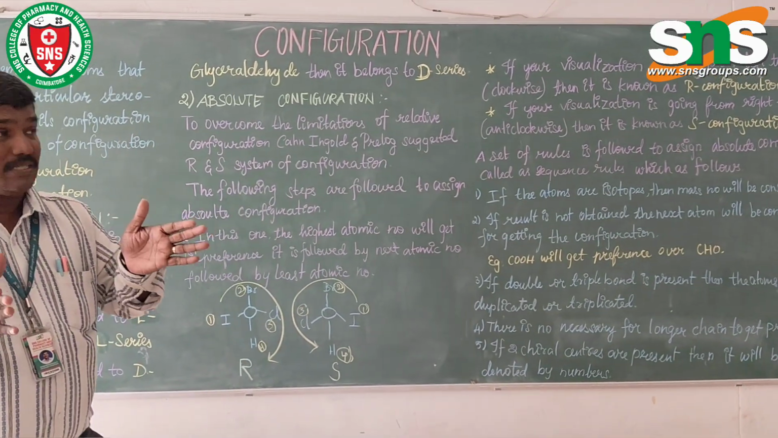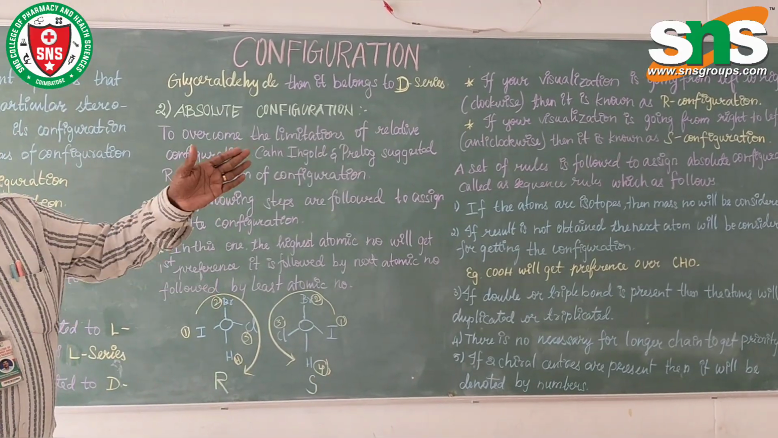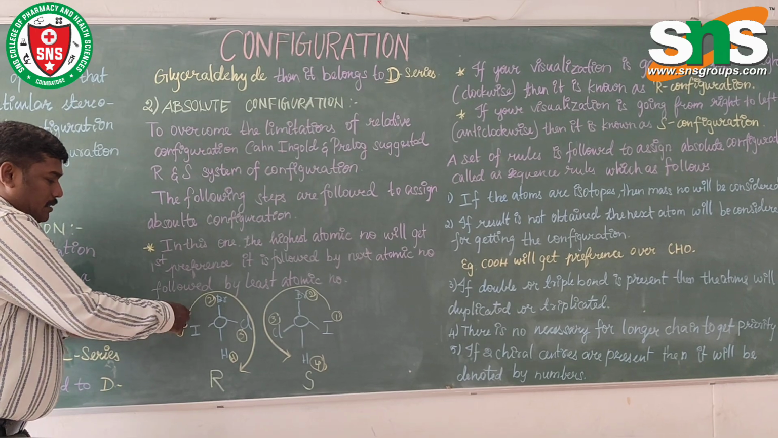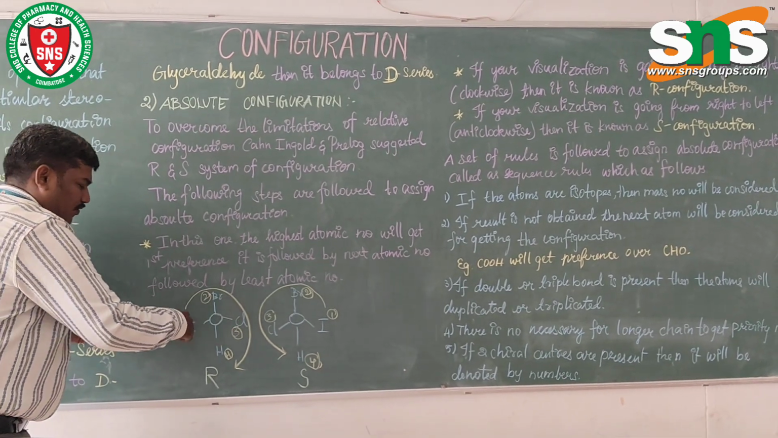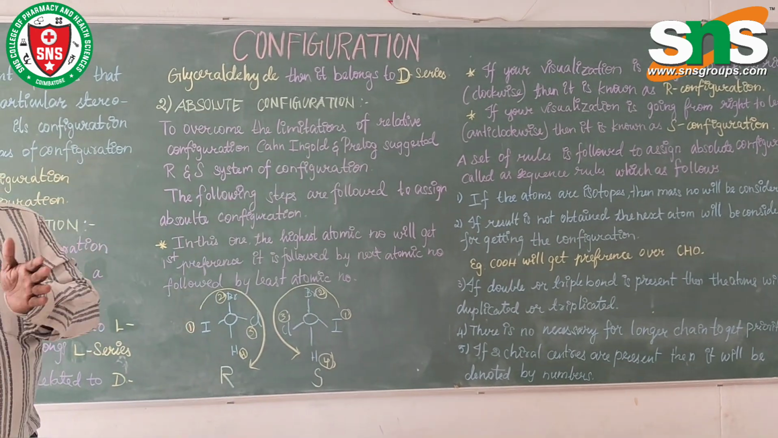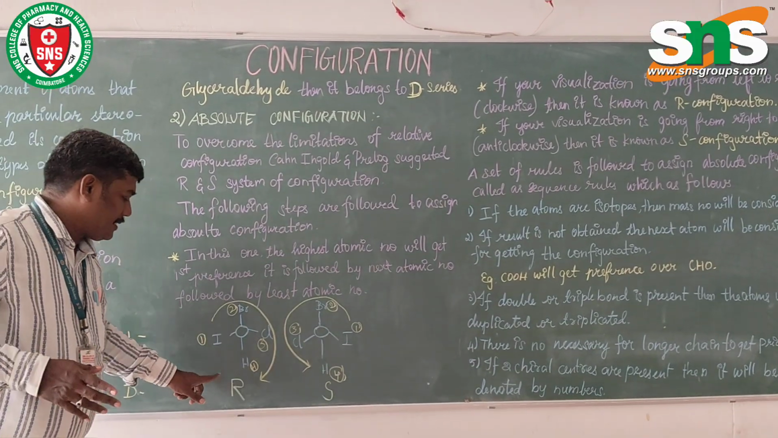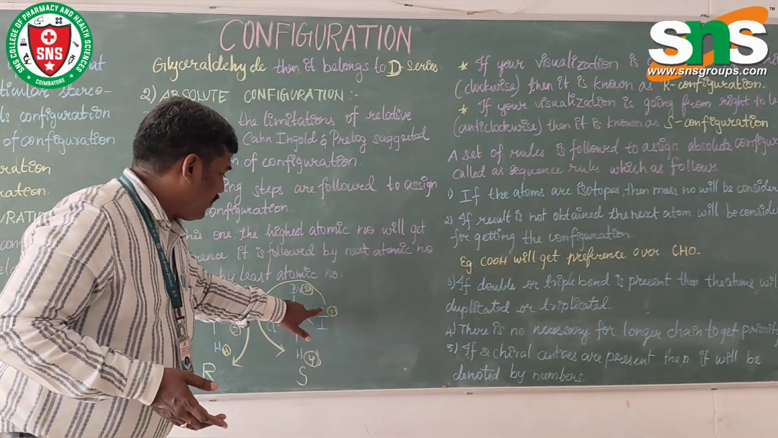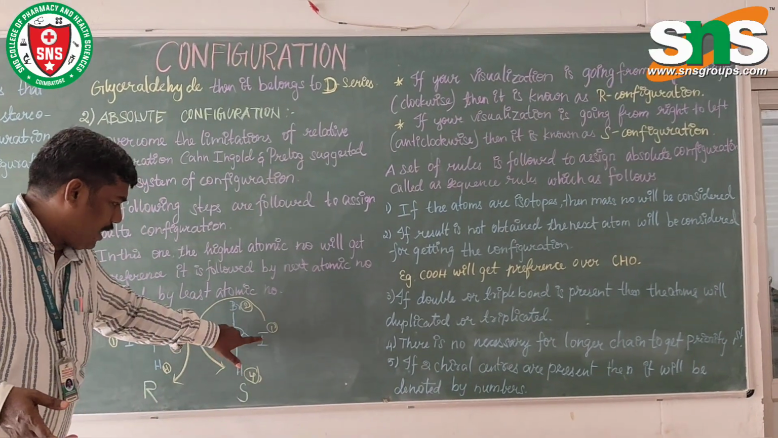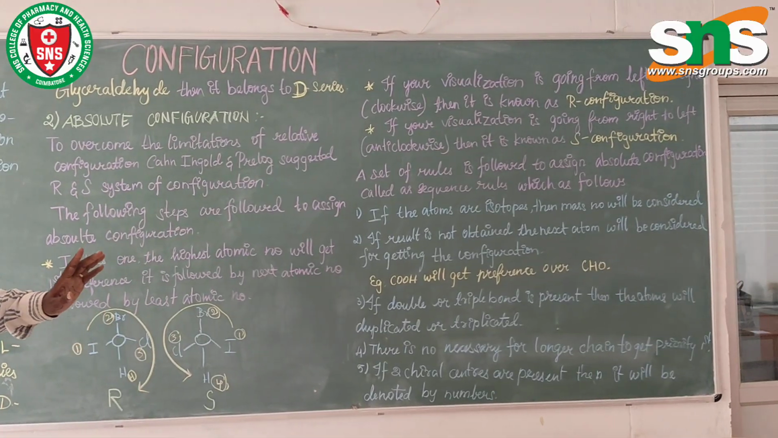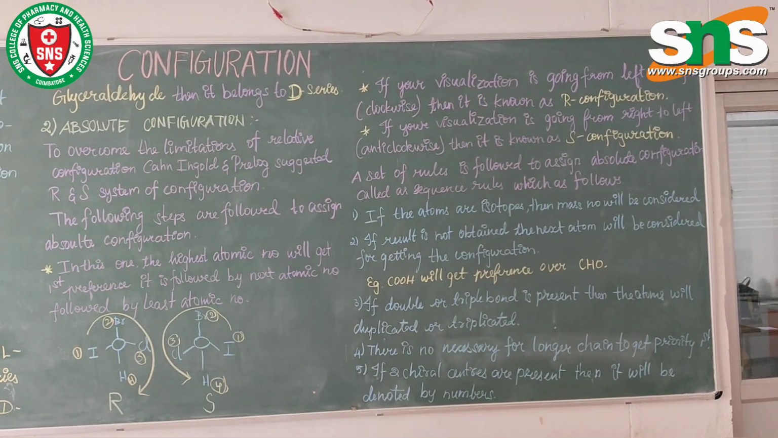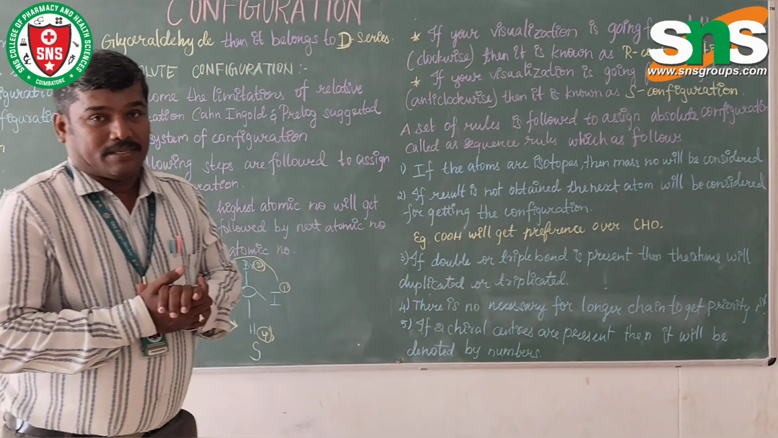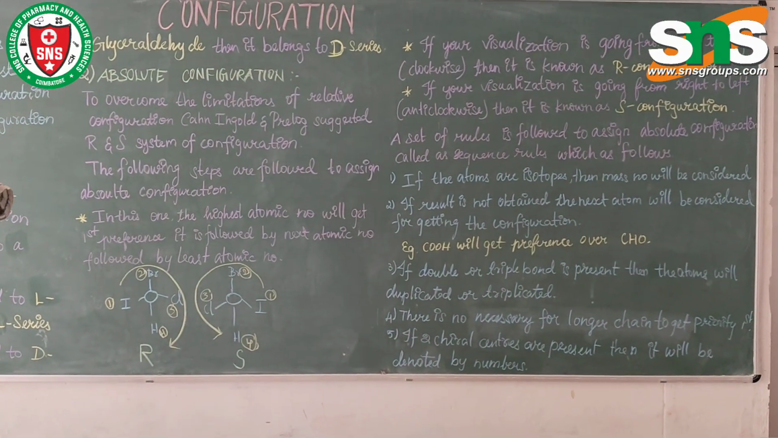If your visualization is going from left to right, that is the clockwise direction. Iodine, bromine, chlorine: from left to right, then it is called the R configuration. If your visualization is going from right to left, here also iodine, bromine, chlorine, but in the opposite direction, that is the anti-clockwise direction, then it is known as the S configuration. This is about absolute configuration.